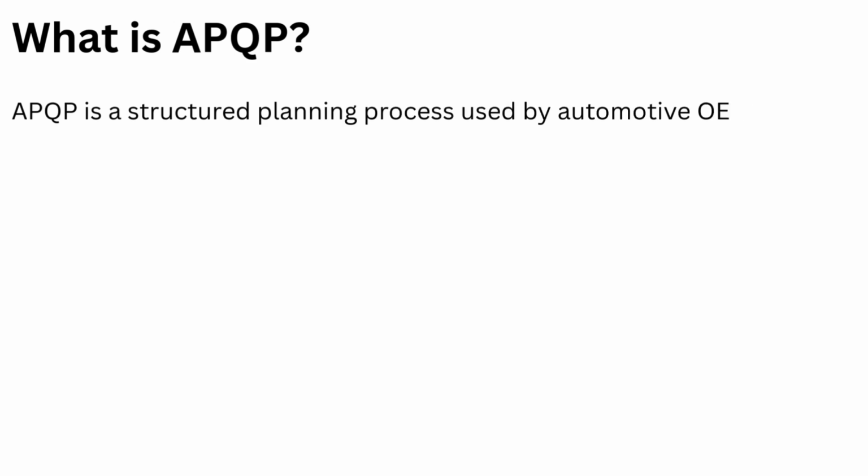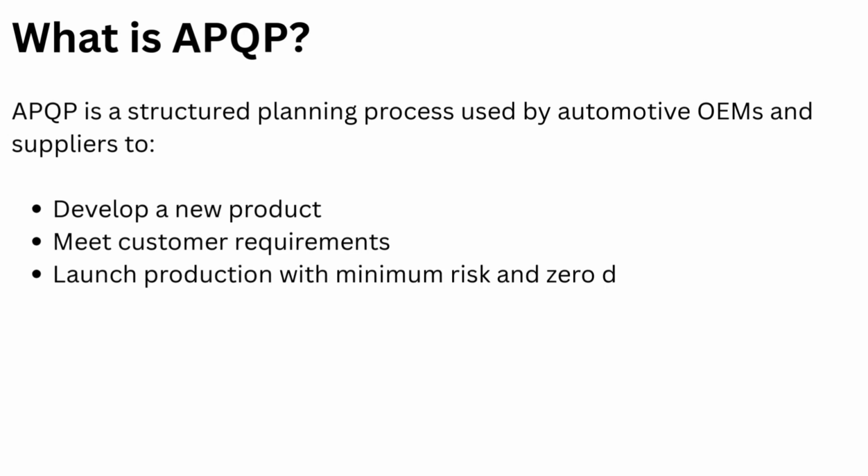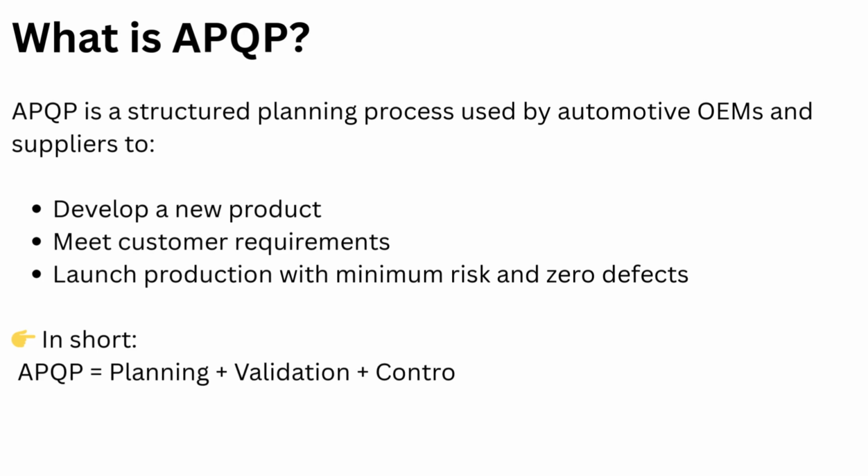What is APQP? APQP is a structured planning process used by automotive OEMs and suppliers to develop a new product, meet customer requirements, launch production with minimum risk and zero defects. In short, APQP equals planning plus validation plus controlled production.